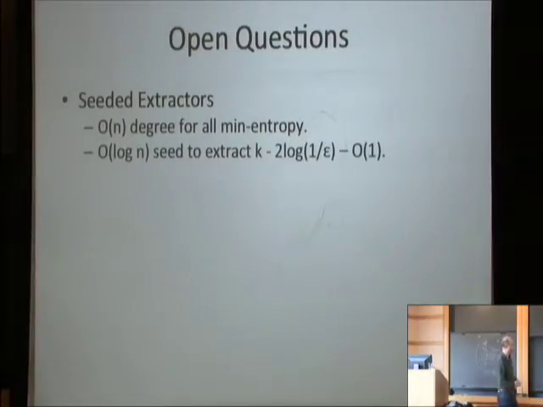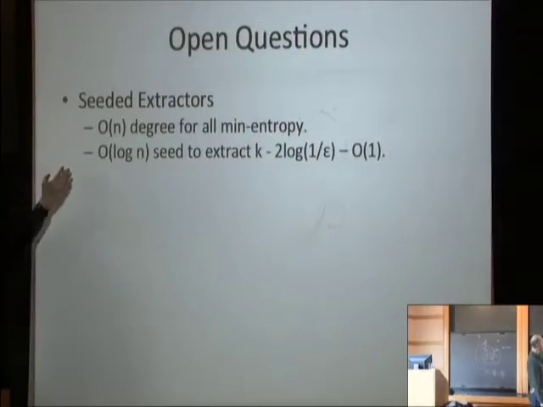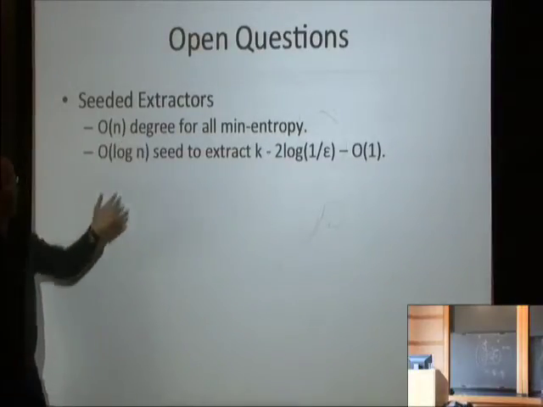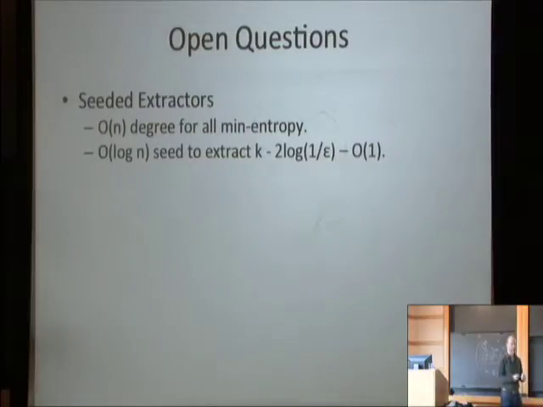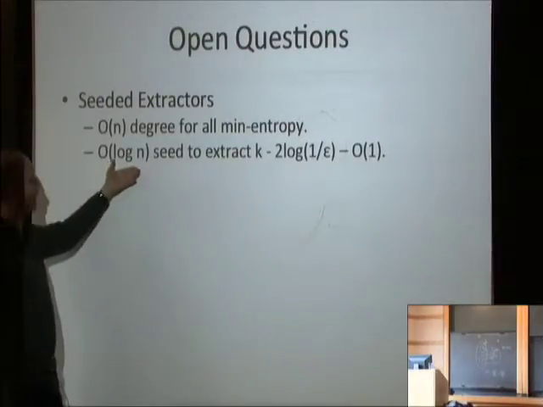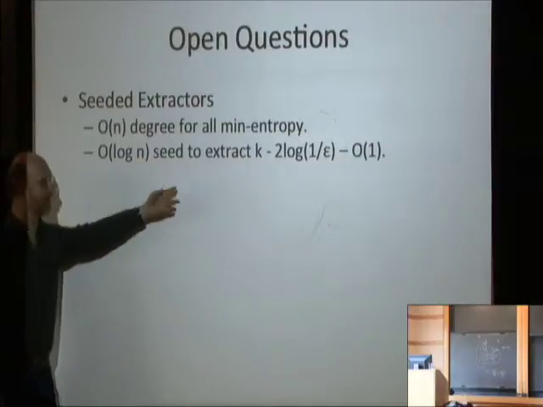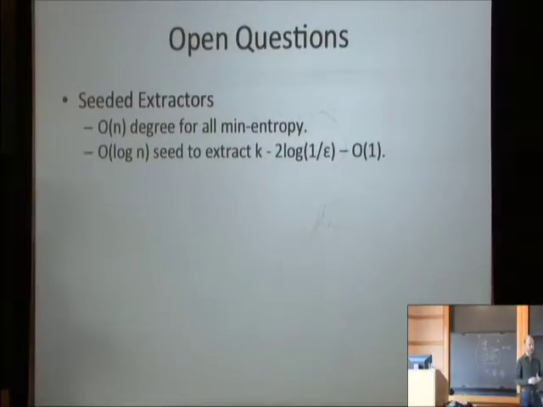And so some open questions. For seeded extractors, can we get an extractor that requires linear degree for any min-entropy? Right now, we just know a linear degree extractor for linear min-entropy. And can we get a logarithmic seed to extract basically all the entropy? Now, if we want to extract all the entropy, we need log squared n random bits, a log squared n bit seed.